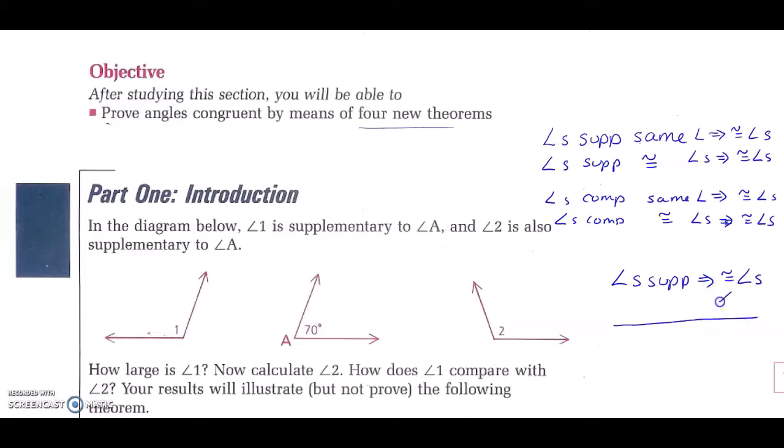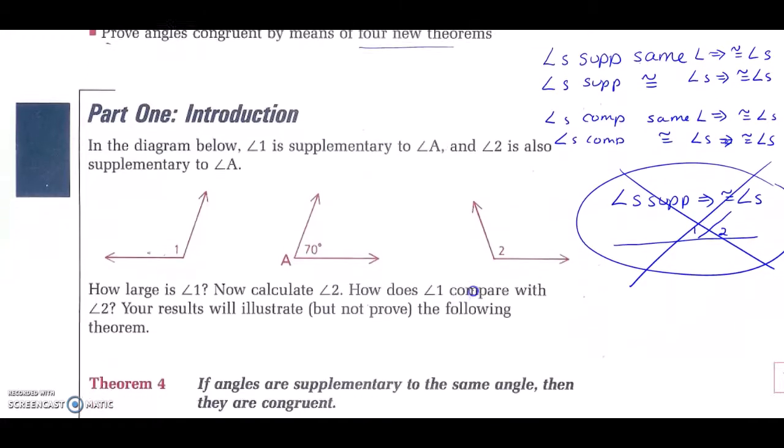Here's an example. Angle 1 is supplementary to angle 2. Do they look congruent? No, they're not. So don't do that. You have to make sure you specify whether they're supplementary to the same angle or congruent angles, whether they're complementary to the same angle or congruent angles.